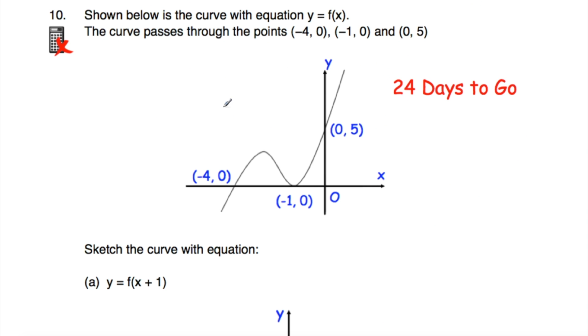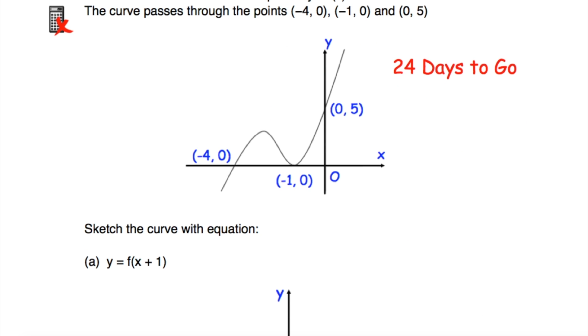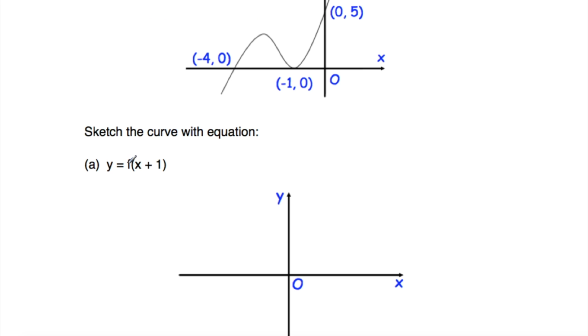Okay, so question number 10 is on transformations of graphs. So we've got this graph and we want to sketch y equals f of x plus 1. So this is a translation, and because it's inside the brackets it's counterintuitive. So rather than moving the graph 1 square to the right, it's going to translate the graph 1 square to the left. So all of these points are going to move 1 square to the left.